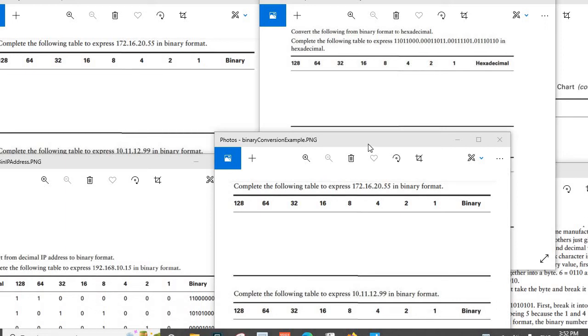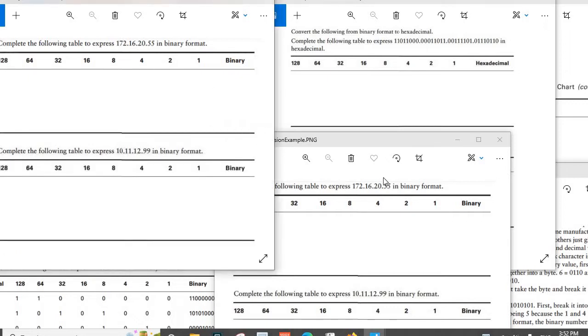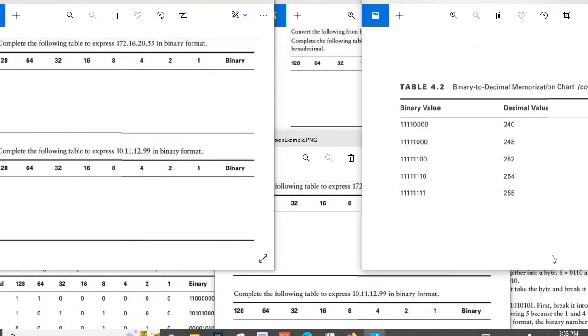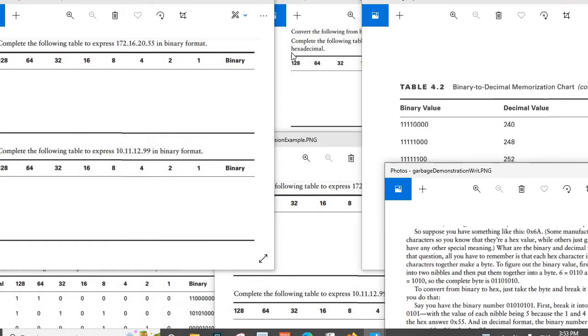Hello, and welcome to a demonstration of converting binary to decimal and converting decimal to binary. These weird formats here are what you would usually see in networking as an IP address. So don't get overwhelmed by all the different little things that I have up here. We're going to go over things piece by piece.